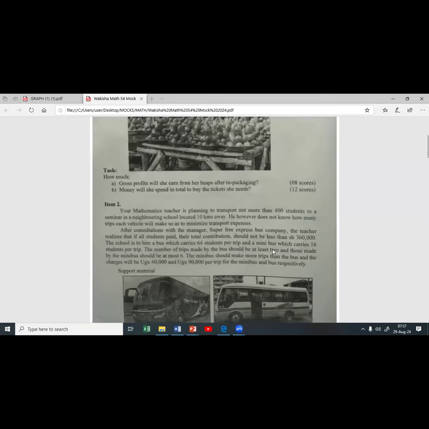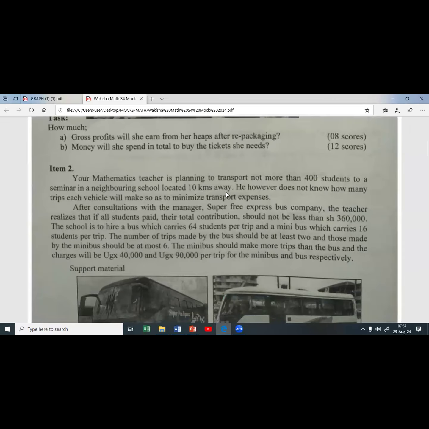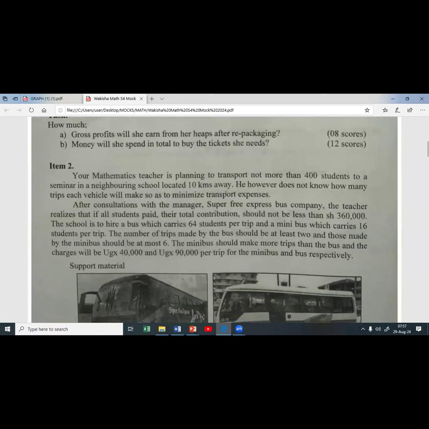Now, this was the Wakisha question. It was saying, okay, hope the screen is big. It was saying that your mathematics teacher is planning to transport not more than 400.